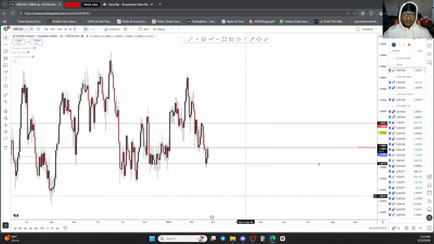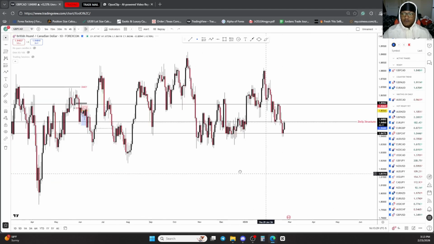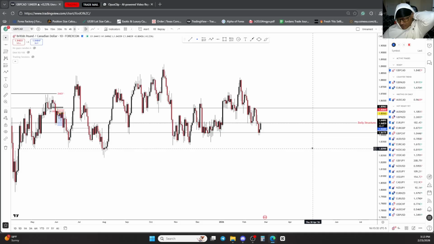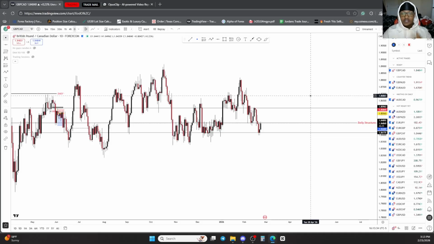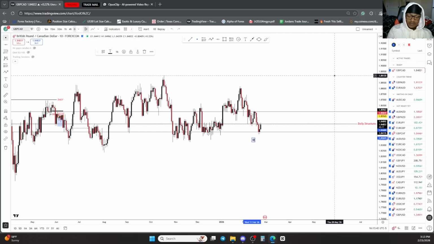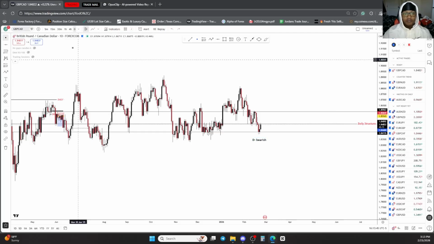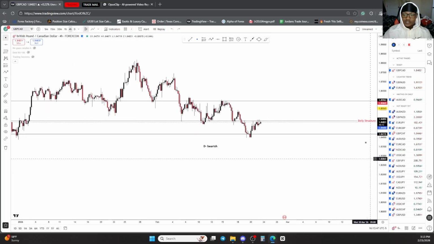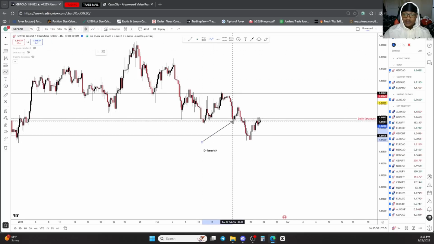GBP CAD for tonight. What am I looking for on this pair? First things first, our objective is to see what trend we're in on the daily, 4 hour, and the 1 hour time frame. On the daily time frame, we can see we are clearly bearish. We have the daily time frame telling us that we are bearish. 4 hour time frame, we see that we're also bearish. We can see that clear as day.